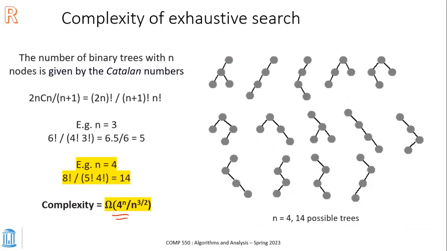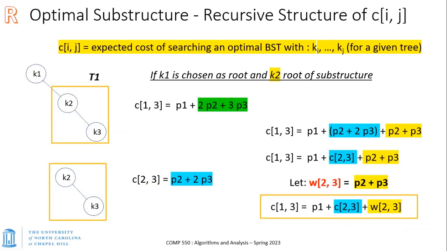For that, the first thing we needed to do was to make sure that it has optimal substructure, and we saw that it does. We said that we define Cij to be the cost of searching for a given tree. We took a tree with 3 keys, K1, K2, and K3, and we tried to see whether there is optimal substructure and whether we can have a recursive equation for the cost of this entire tree.